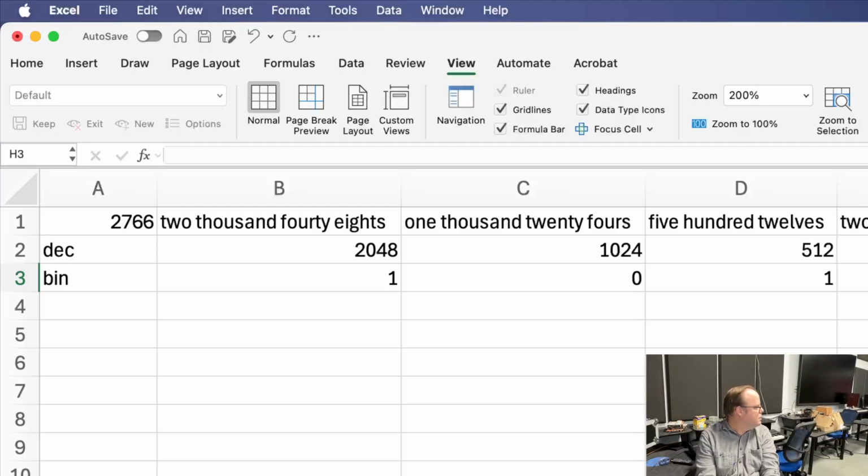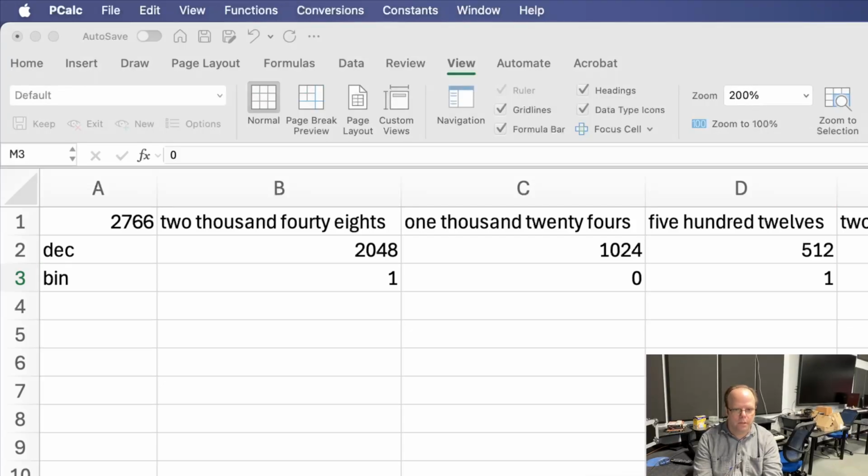Now what? 14. Okay, I can't use the 32, and I can't use the 16, but I can use the 8. Now what am I left with? I can use the 4. 2. I can use the 2. And I don't need the 1s. So 1 0 1 0 1 1 0 0 1 1 1 0.